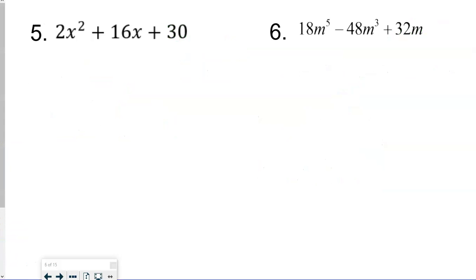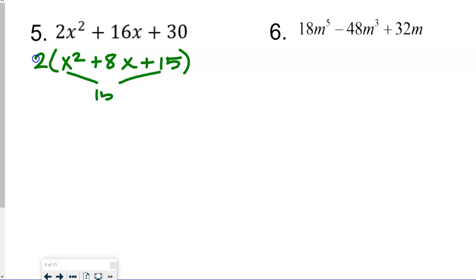So we practiced a couple that didn't have GCFs first to get the process down. Now these two are going to have GCFs. So we want to factor that out first. I noticed that 2 is a factor of all those numbers, so I'm going to factor that out first. Then we're going to do our process just like we were doing before. We're going to multiply the first and the last. So that's going to give us 15x squared, right? Then we're going to look at the factors of 15. 1 and 15, and 3 and 5.